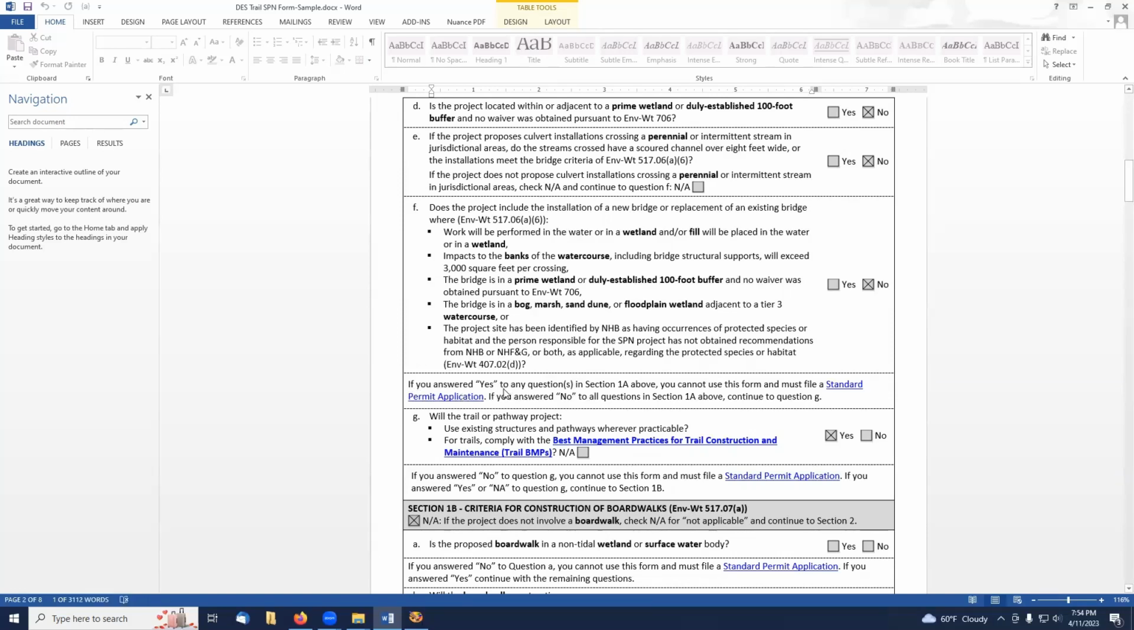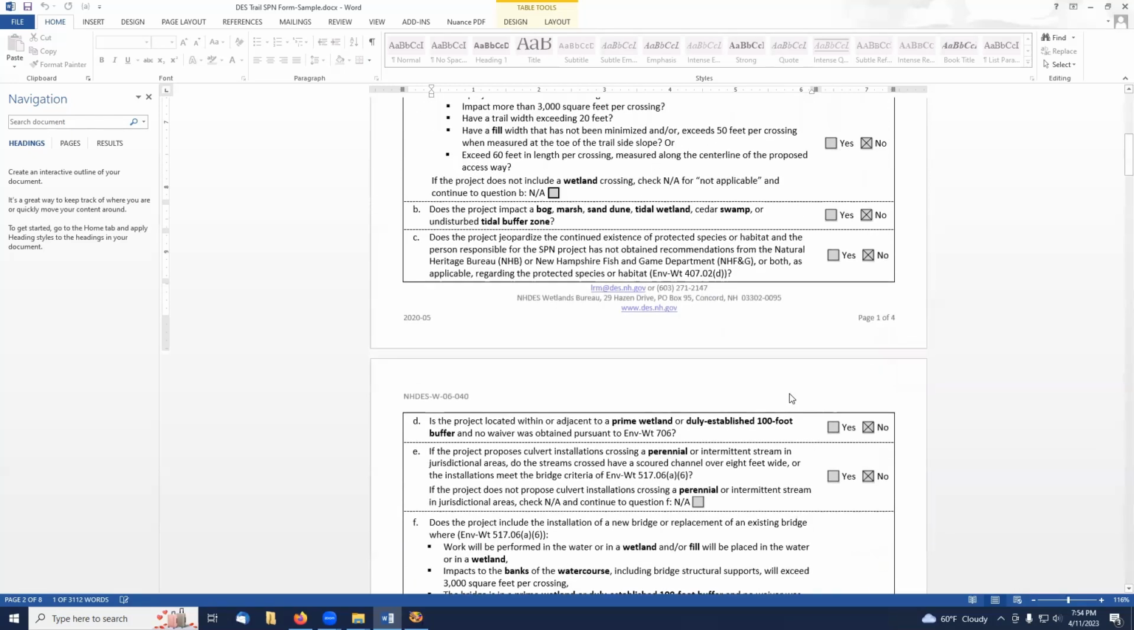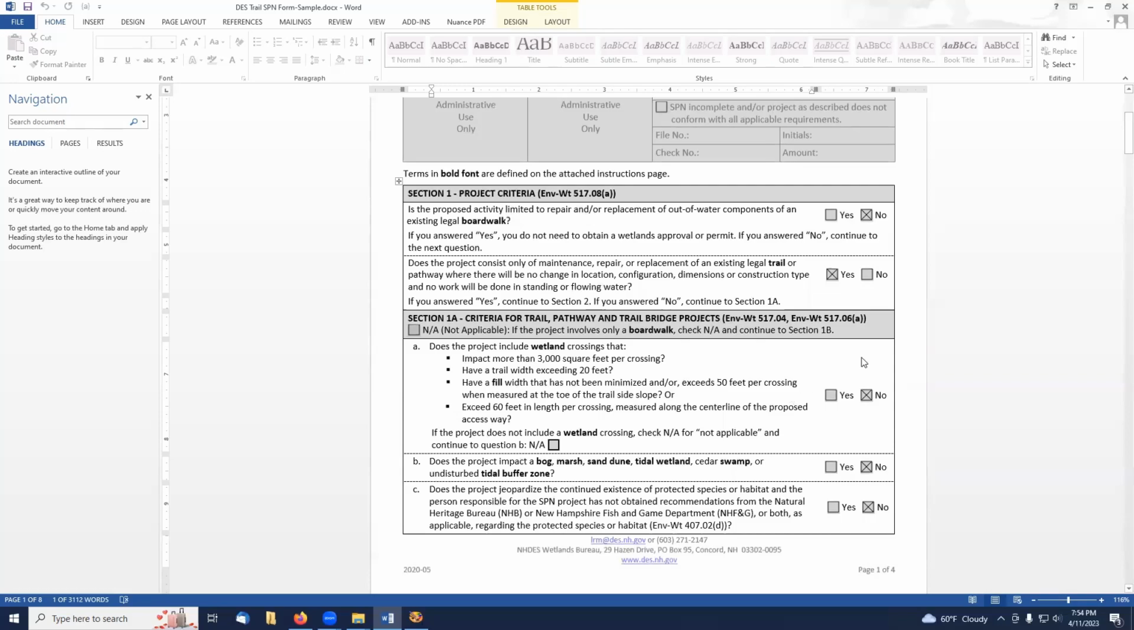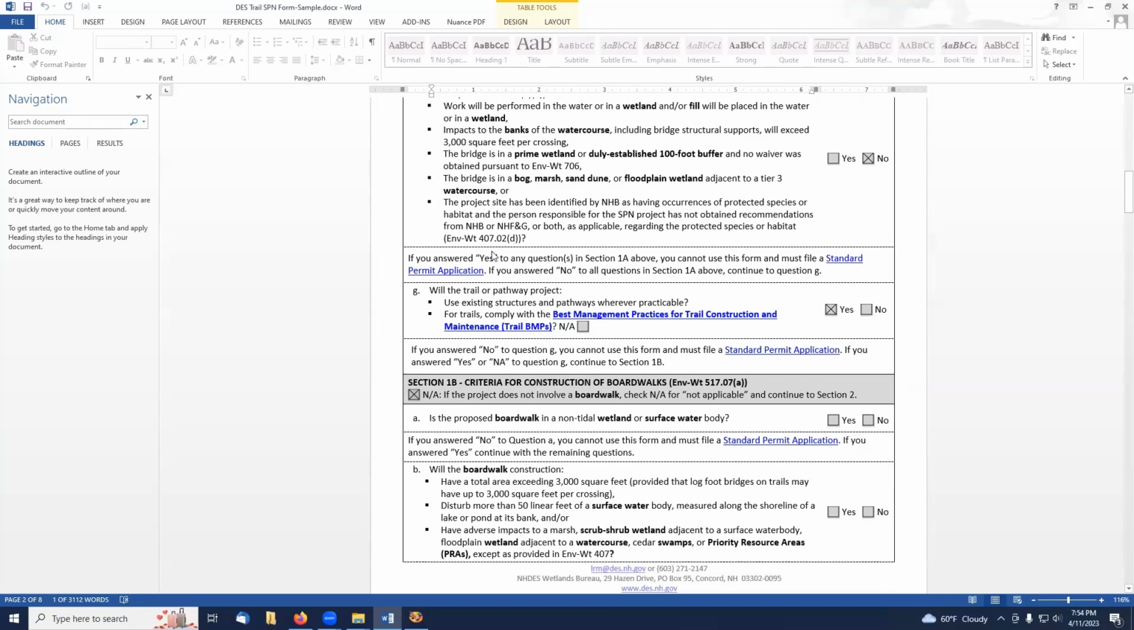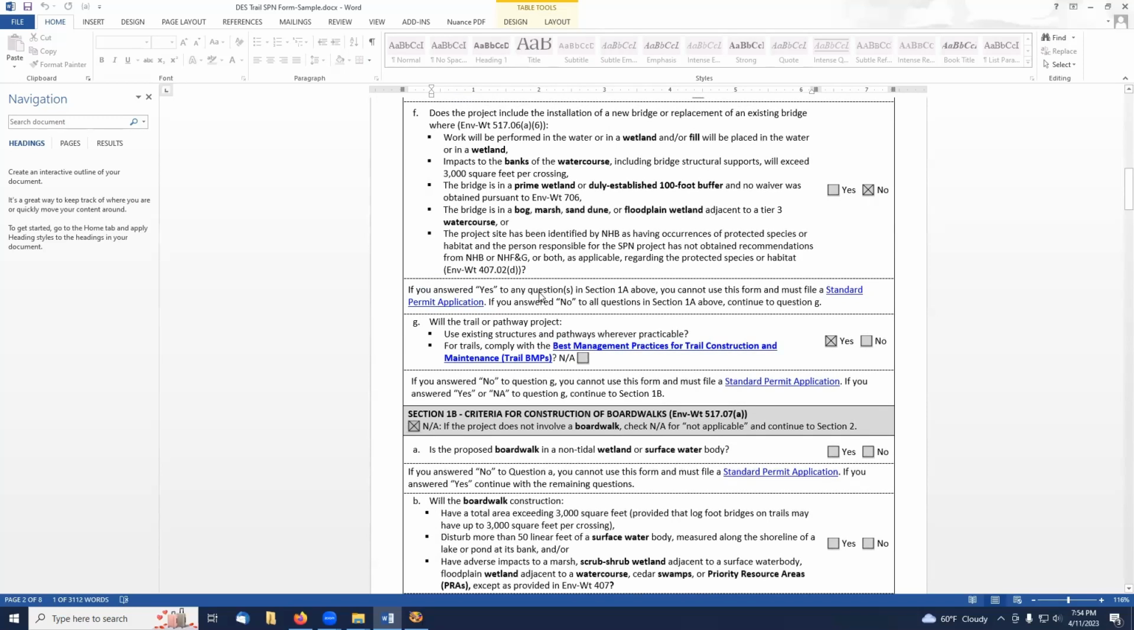Now, check this one out. If you answered yes to any of the questions in section 1A above, you cannot use this form. Okay, so let's scroll back and take a look. And all the answers in 1A are no. Okay, but very important. This is how they get you to put in a dredge and fill permit application, which, like I said, if you ever want to see one, I'll be happy to show it to you, but it's all of 50 to 60 pages and about several weeks of work. Let's just put it that way.